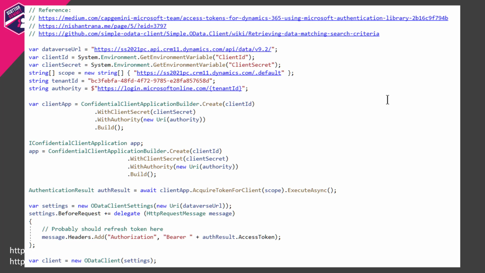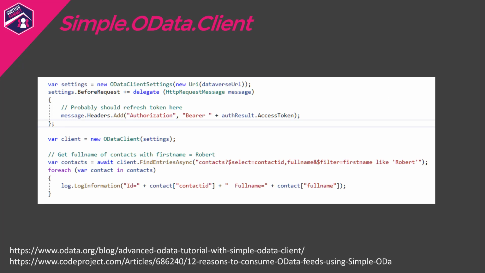So eventually we get an OData client that we can actually use, and here we are, that's the client, and we use the client again, and then we can just use it to get contacts where the first name is like Robert, say, and then output a list of those to the log. So that's a simple OData client, just a simple way of connecting to Dataverse.